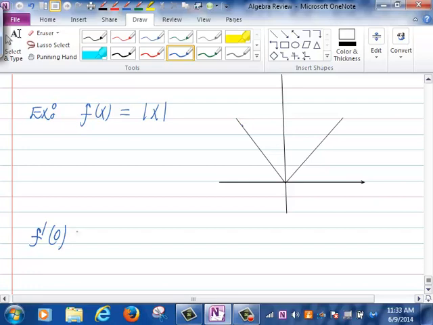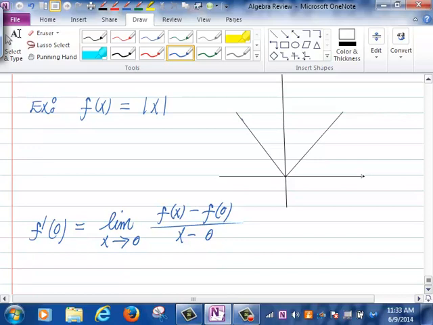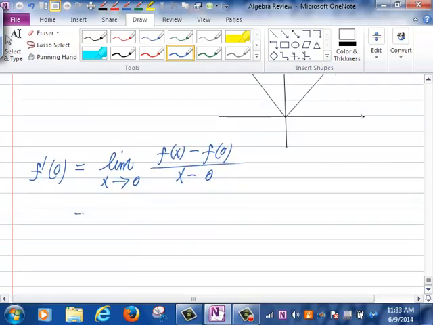So if you look at f prime of 0, by definition, this is the limit as x goes to 0 of f of x minus f of 0 divided by x minus 0, right? By definition, that's the derivative, right? Now, what is this derivative? Now, what is this limit then?